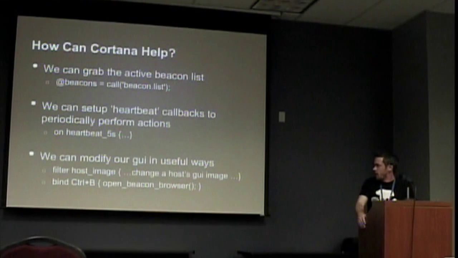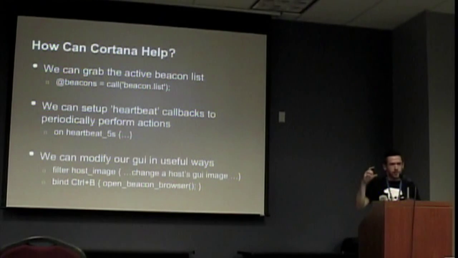We can also modify our GUI in pretty useful ways. With this filter host image, you can check whether a host has a particular property. If it does, then let's change its icon, its display, or its label. And something else kind of cool is that we can custom map our own keyboard shortcuts. It's a minor silly thing, but if we want to open up the interactive Beacon browser, you can customize it like that as well.